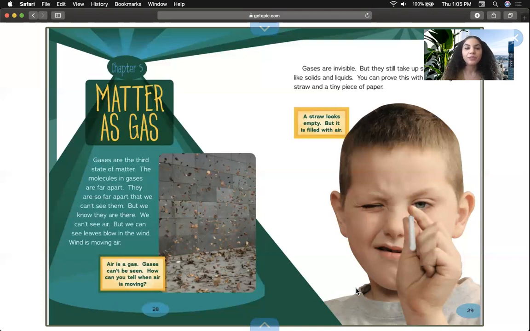Today we're going to finish up chapters 5 and 6 of the Investigating Matter reading that we've been doing. So let's get started, and remember we have a quiz at the end.